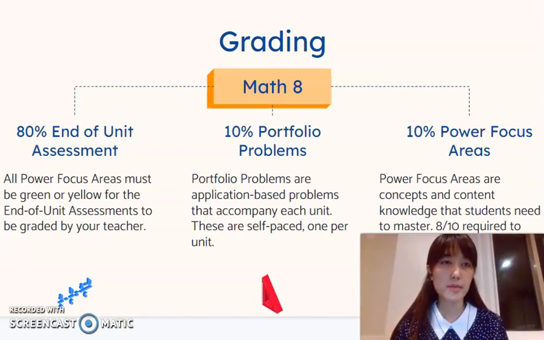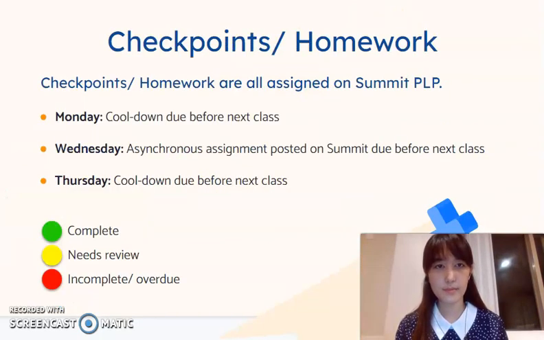And then the 10% of the grade comes from portfolio problems, which are application-based problems that accompany each unit. And these are self-paced, but are still due by the end of the unit. Then the last 10% comes from the power focus areas, which are concepts and content knowledge that students need to master. They get as many attempts as they need for these, and because they're self-paced as well, the students can request to take the content assessment anytime they feel are ready.